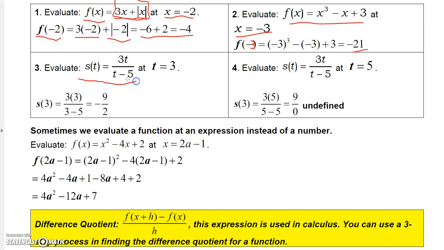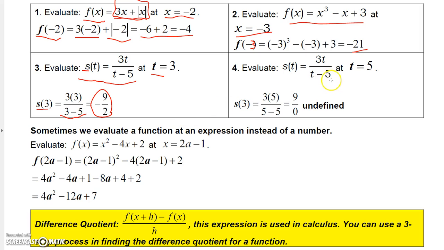Here's another function. s of t is equal to 3t over t minus 5. Here's one where I'm using t instead of x for my independent variable, and I'm using s instead of f for my dependent variable. Okay, so if I evaluate this at t equal 3, then I would get s of 3 is equal to, the top is 3t, so the top would be 3 times 3, and the bottom would be 3 minus 5. Everywhere there's a t, I replace it with 3. And I get 9 over -2, which is -9/2.